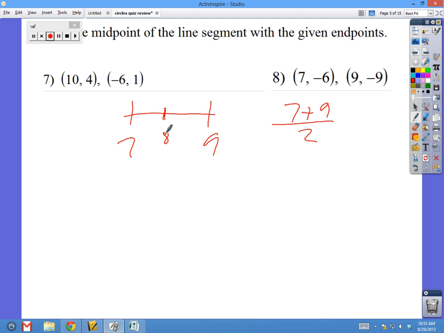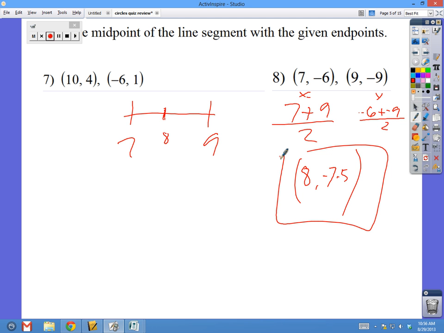So this is 8. What is halfway between your y's? If you're at -6 and -9, what's halfway between your y's? 7.5? -6, add -9. It's -15 divided by 2 is -7.5. So midway between your x is 8. Midway between your y is -7.5.